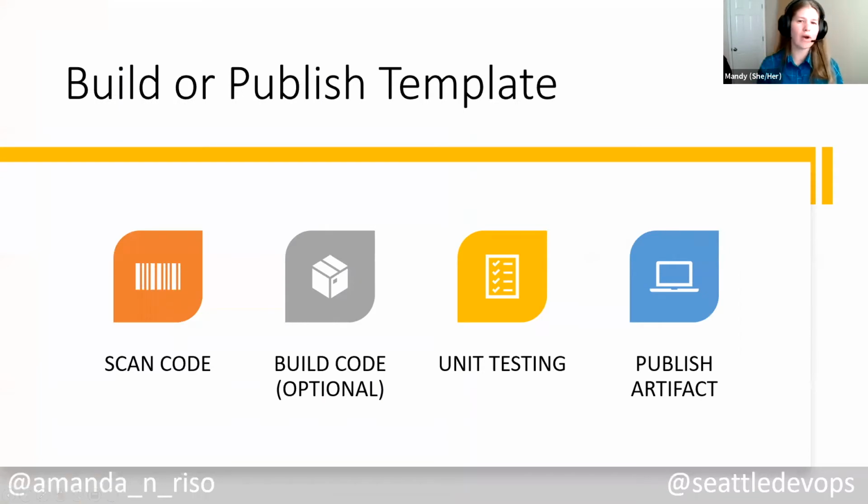So what do you need in your build or publish template? I'm calling this a build or publish template because not all code needs to be built. Like Python, you don't need to compile it. You can absolutely build it into a binary to run on a server. You can totally do that, but you don't have to. I'm going to be showing a .NET example where you do need to be doing a build.